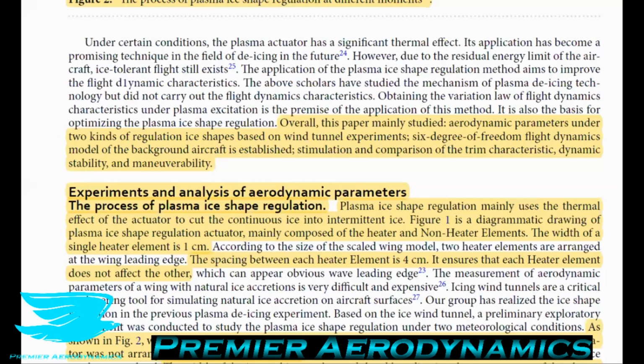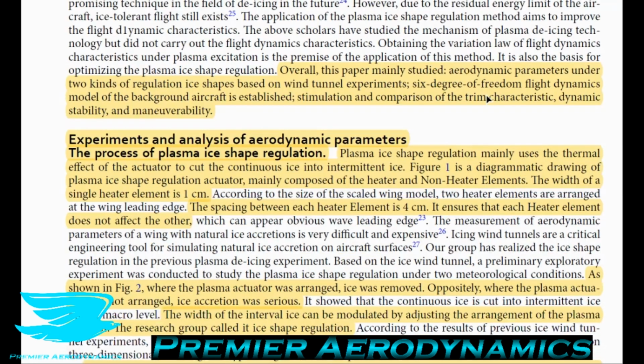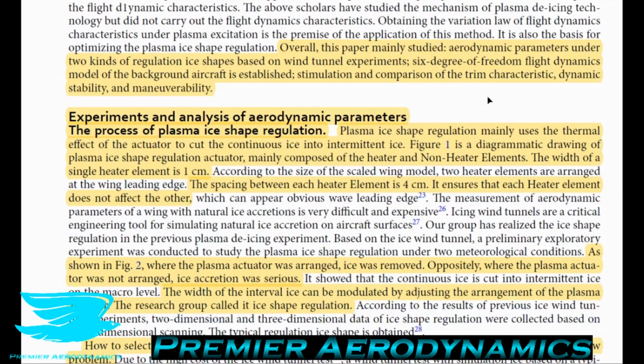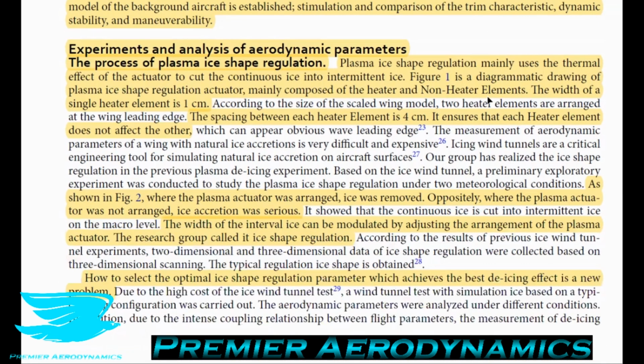So they say here that plasma ice shape regulation mainly uses the thermal effect of the actuator to cut the continuous ice into intermittent ice. So instead of having an entire ice slab on the front, you cut it up, and in between these slabs you have the leading edge exposed. And then, as shown in figure 2, which I mentioned earlier, they look like tubicles.